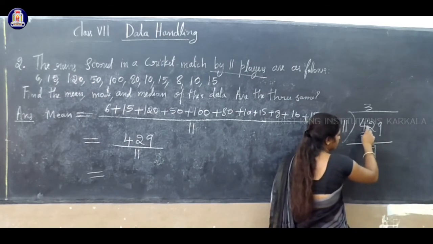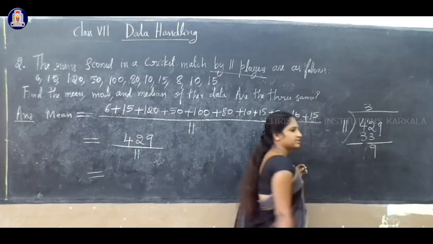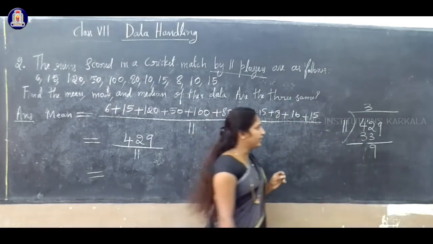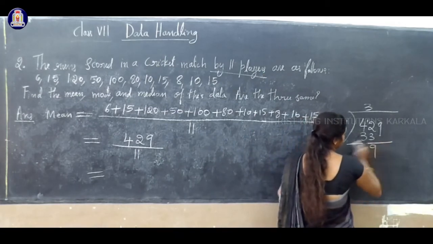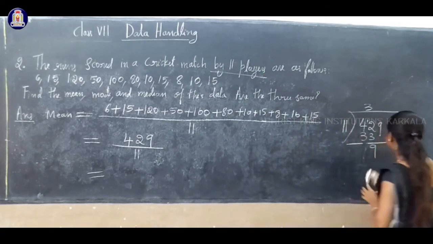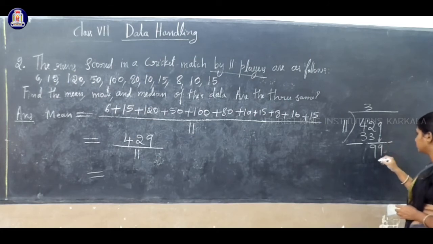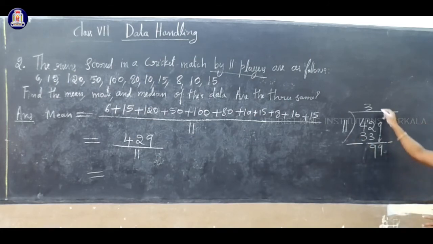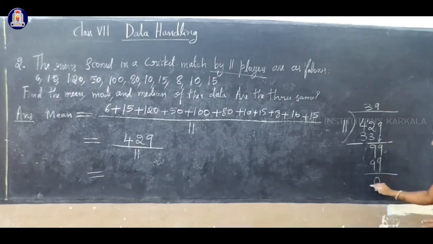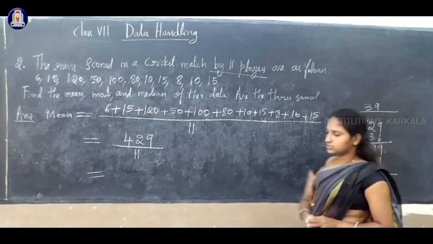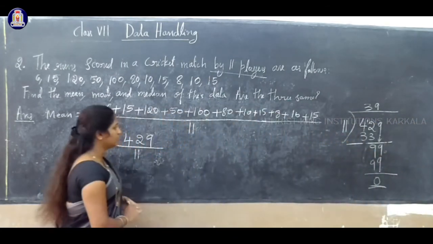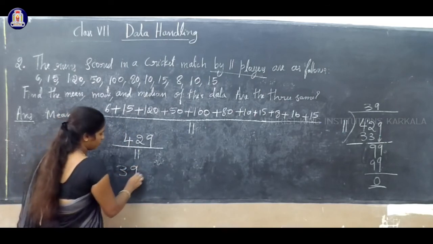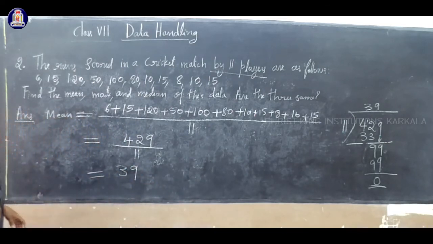So what is remaining here? 3. 3 minus 3 is 0. Now does 11 divide 9? No, 11 will not divide 9. So what you have to do? Now you have to take the next digit, that is 9. So what happens? 11 how much is 99? 11 9s are 99. So what is the remainder? The remainder is 0. So the answer is 39. 39 is the mean of this score. Clear?